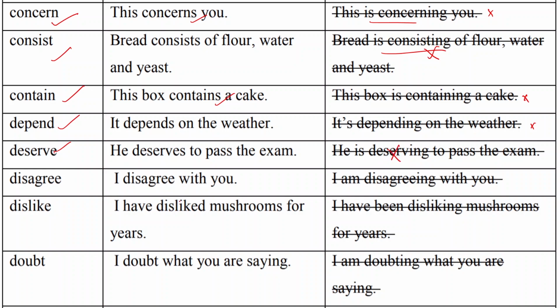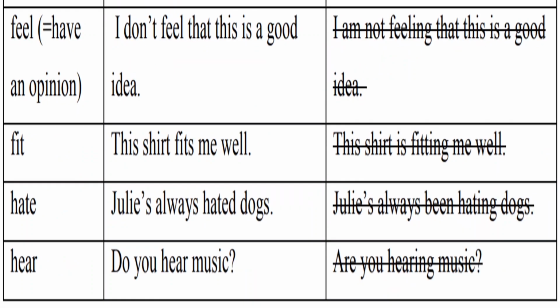This is wrong. Disagree. I disagree with you. Not I am disagreeing with you. Dislike. I have disliked mushrooms for years. Not I have been disliking. This is continuous form, present perfect continuous form. We can't use it. Doubt. I doubt what you are saying. I doubt, not I am doubting. That is wrong. Remember these sentences.